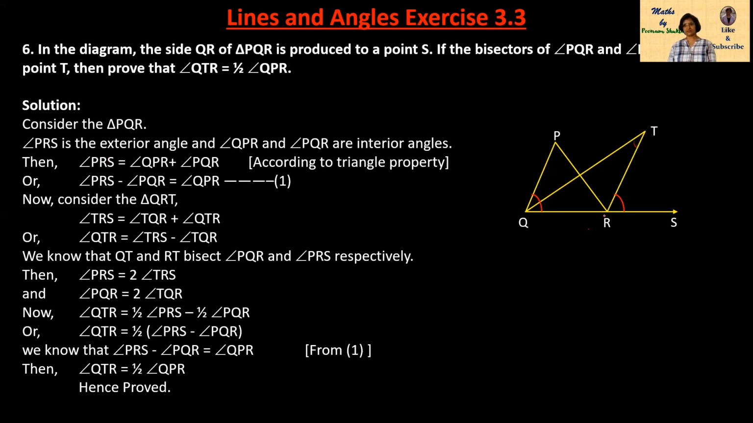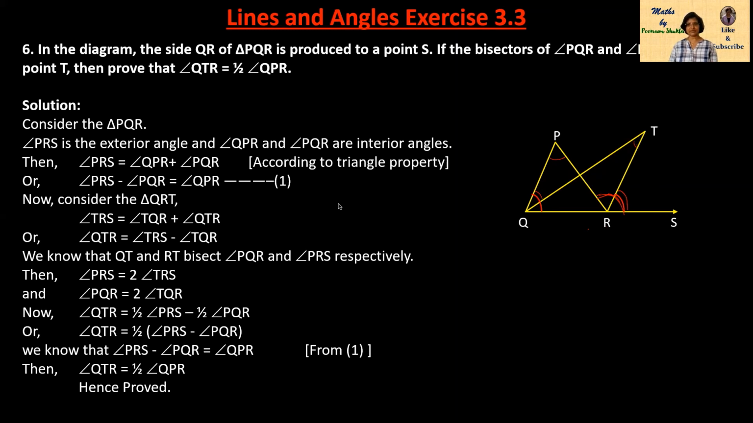So see, we have extended here, one extended line is here, and we have already proved theorem 2 that this exterior angle, means this and this, till here to here. This exterior angle will be equal to the sum of this and this angle, right? But here we see what we have done. PRS is the exterior angle and QPR and PQR are the interior angle, and which is exterior? PRS.